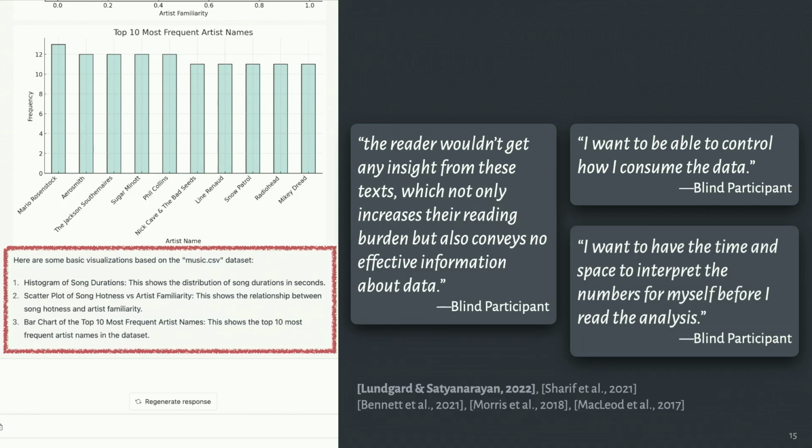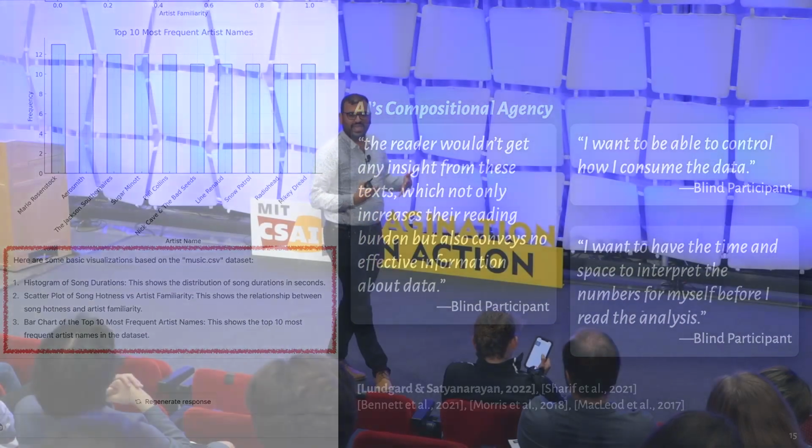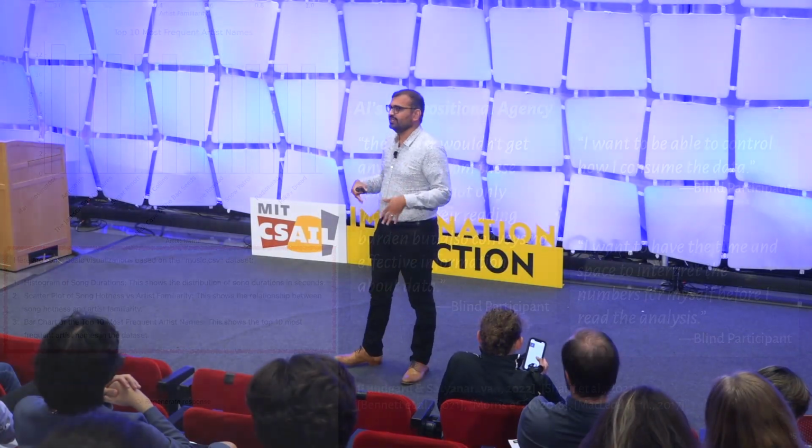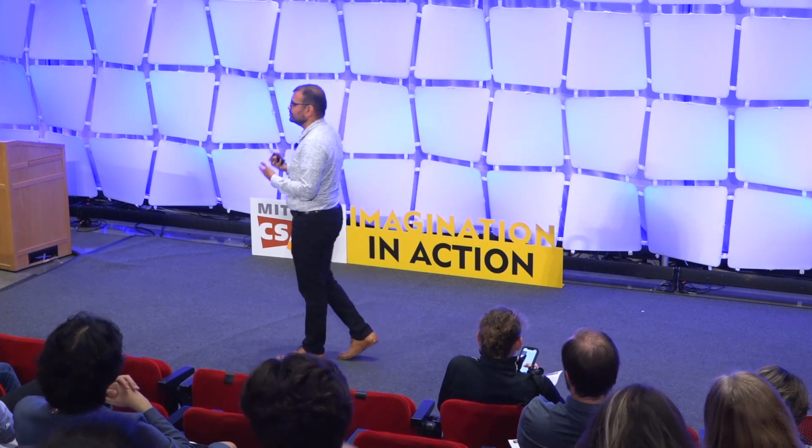They want to have the time and space to interpret the numbers for themselves before they read any kind of textual analysis. And to me, these responses map quite nicely to those ideas of agency. The first set of responses are perhaps reflective of the model doing a poor job of composing textual descriptions in ways that convey information that is actually meaningful to the user's goals.